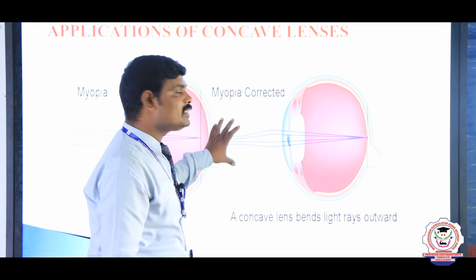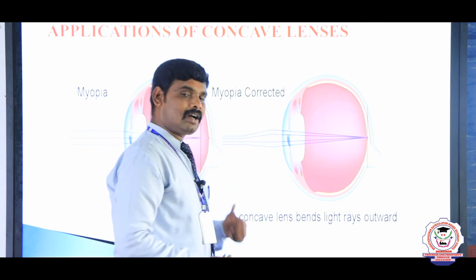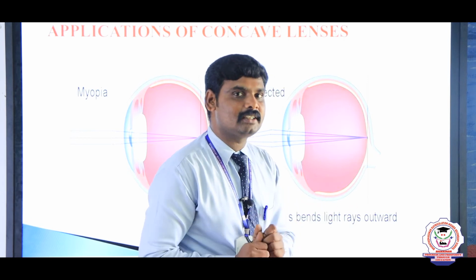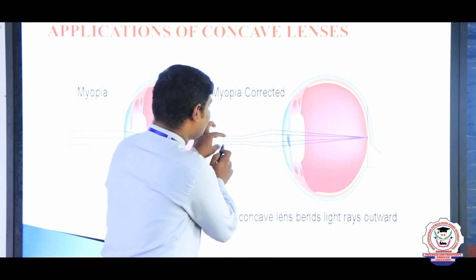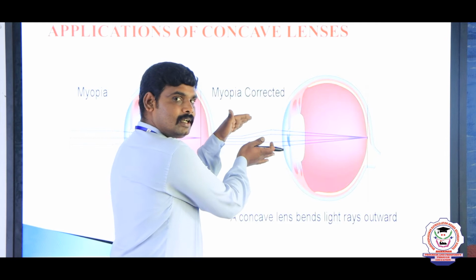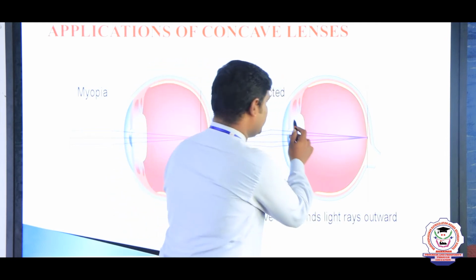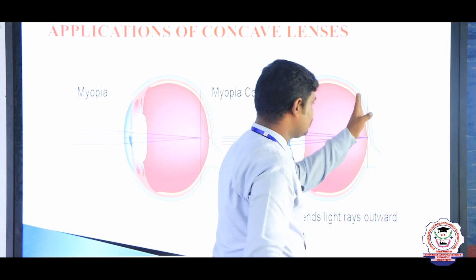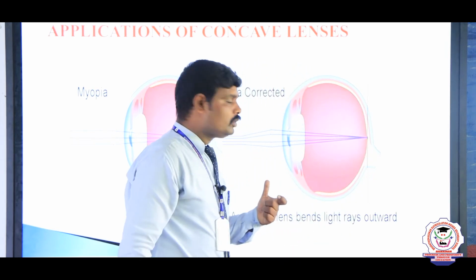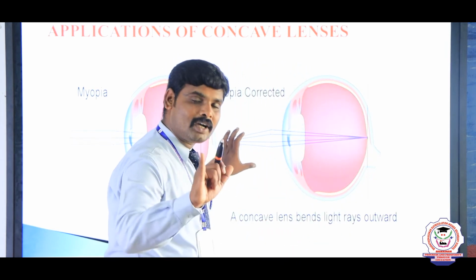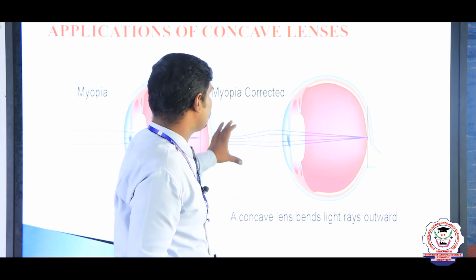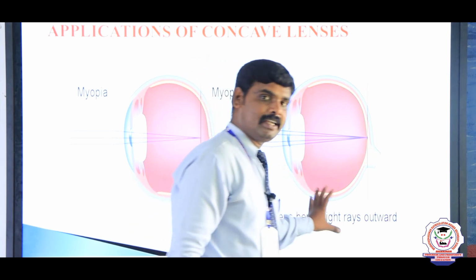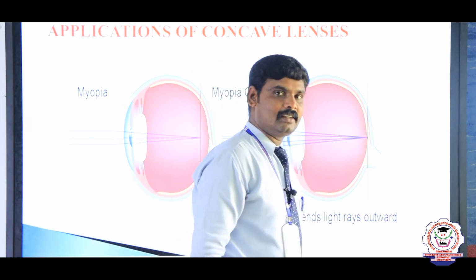Here I am using this concave lens. The concave lens we can also call a diverging lens, right. Here the parallel rays will be diverged, then converged by our eye lens, and they will fall on the retina. When you apply a suitable focal length and suitable distance of the concave lens, we can rectify this error, right.